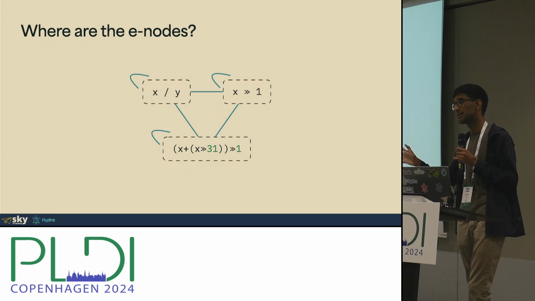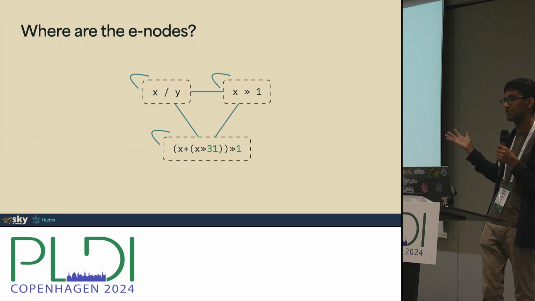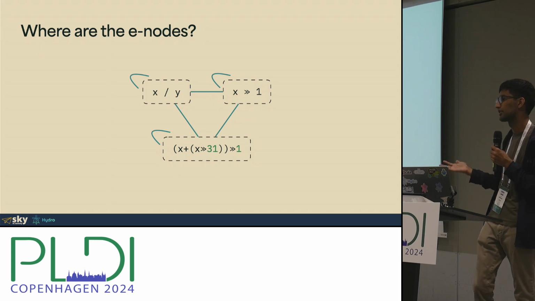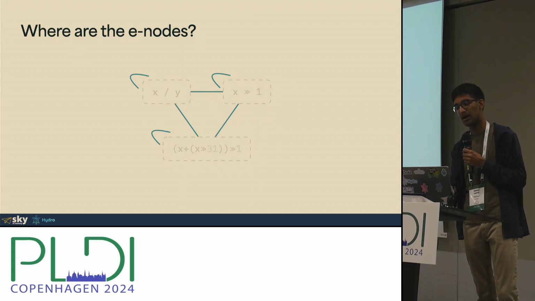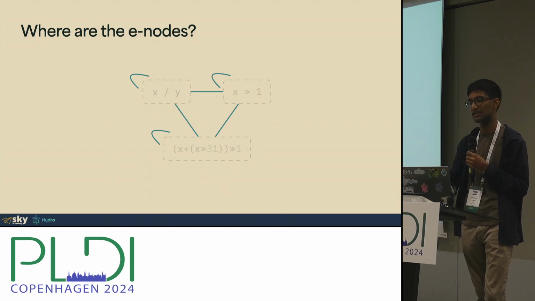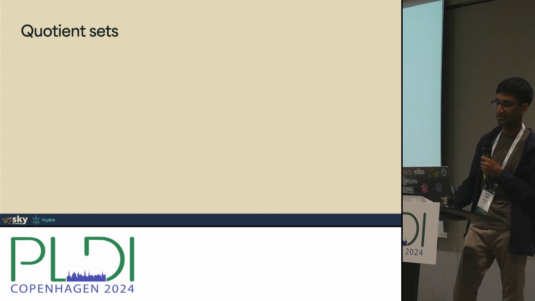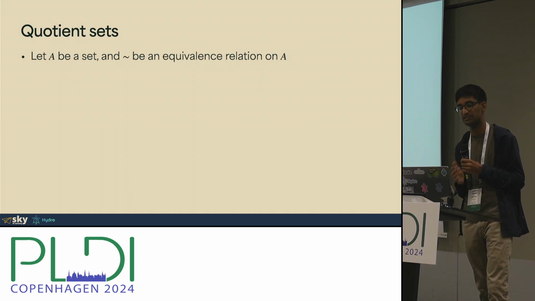Now, the last piece to discuss here is where are the E-nodes, right? So far, I've just been writing a bunch of expressions on the slides and drawing arrows between them. But this doesn't actually look like the traditional e-graphs model. Right, so where am I going to be doing the type of canonicalization and e-class approach? To do that, we're using something from set theory called quotient sets.